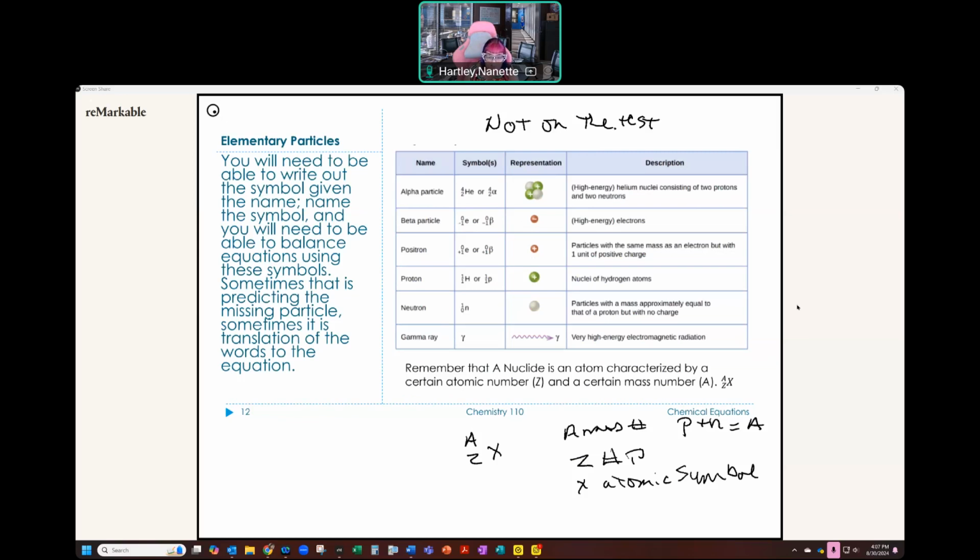We also have alpha particles. So we talk about these as alphas. They often get symbolized as an alpha, okay? Alpha particles are 4,2He, so that's a helium nucleus. We can also talk about them as 4,2 alpha, either one of those works. So there's 2 neutrons and 2 protons in here, so it's a 4,2He.